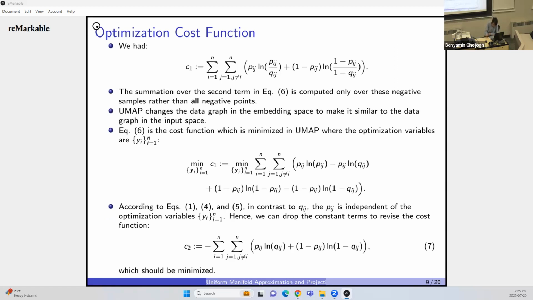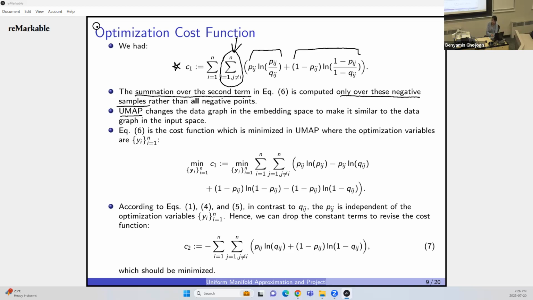So this is the cost function of UMAP that we talked about. The summation over the second term in this equation is computed only over these negative samples. So for positive points, which is the first term, we can consider all of the pairs of positive points. But for the second term, which considers the negative points, we don't need to do the whole second loop. Otherwise, the time complexity will blow up. Then what do we do? We do negative sampling.